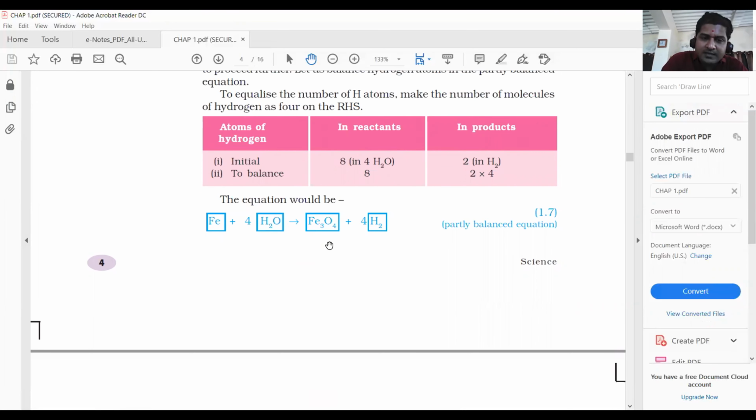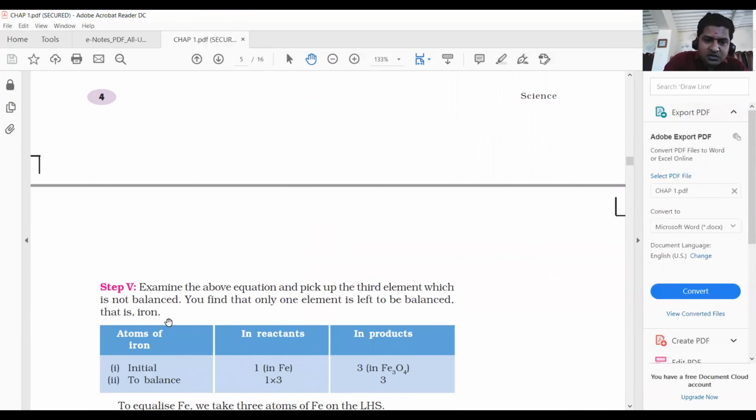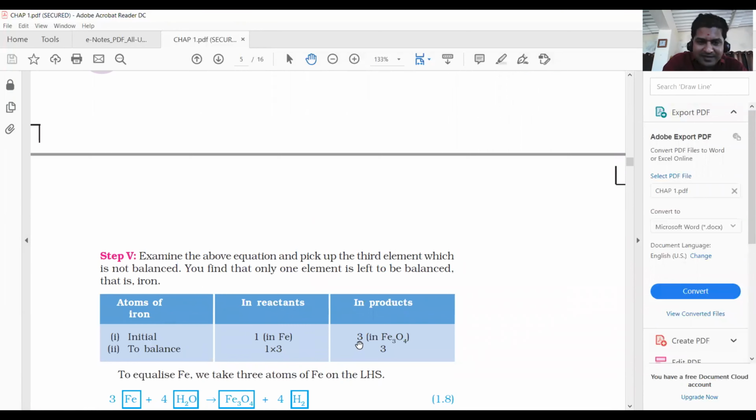So we easily multiply by 3. Initially 3 and product side 3.